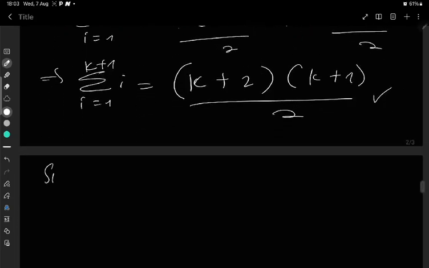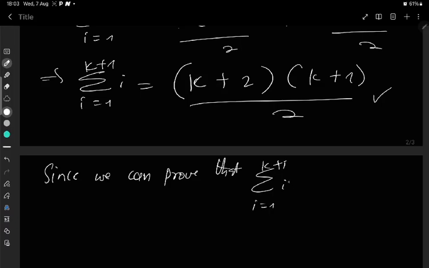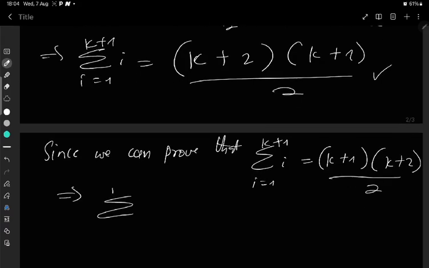So we say, since we can prove that the sum of i beginning from 1 to k plus 1 is equal to (k plus 1)(k plus 2) all over 2, it means that the initial formula that was given to us, the sum of i beginning from 1 to n is equal to n(n plus 1) all over 2, is true.